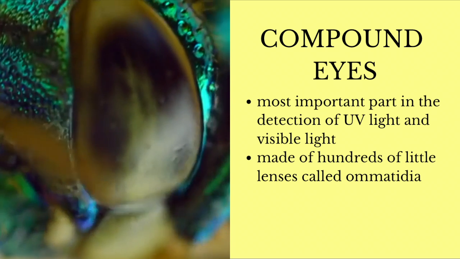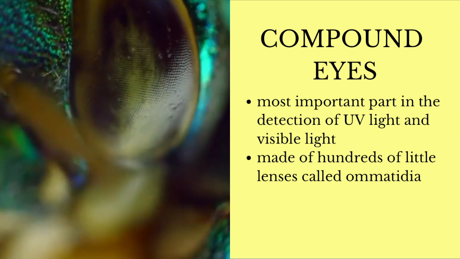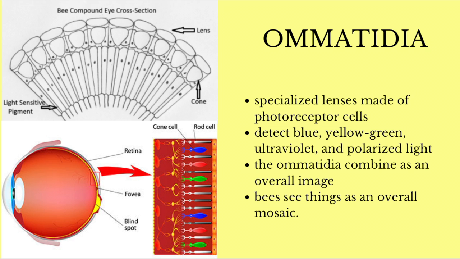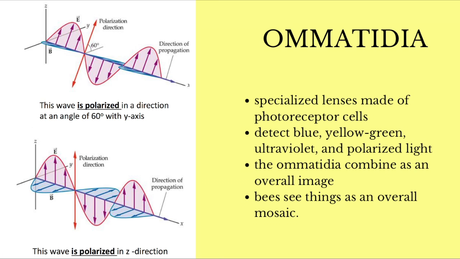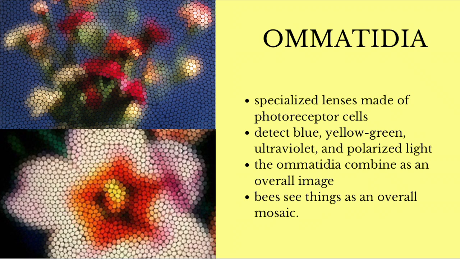These compound eyes are made up of hundreds of little lenses called ommatidium, which are specialized lenses composed of photoreceptor cells that allow for the detection of blue, yellow-green, ultraviolet, and polarized light. Each of the ommatidium combine as an overall image, much like pixels combine on screens to compose an overall image. This means that bees see things like an overall mosaic.